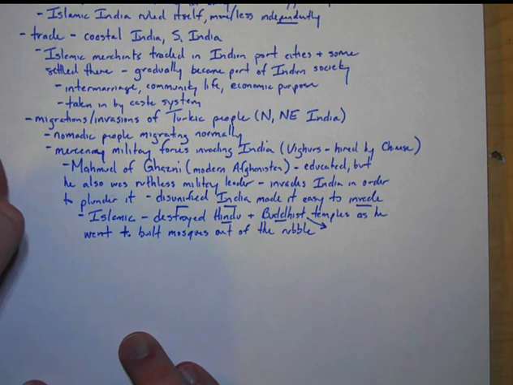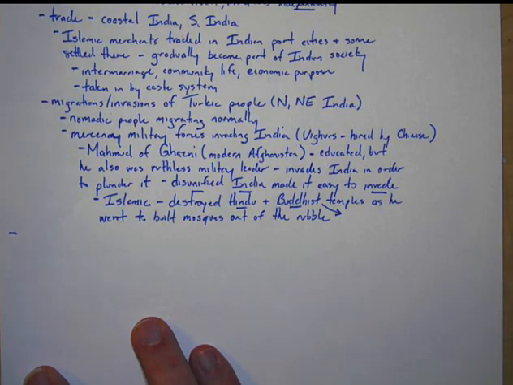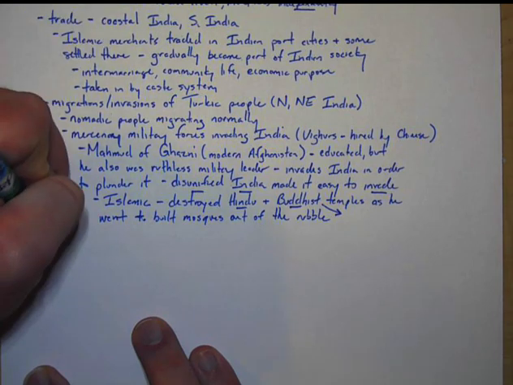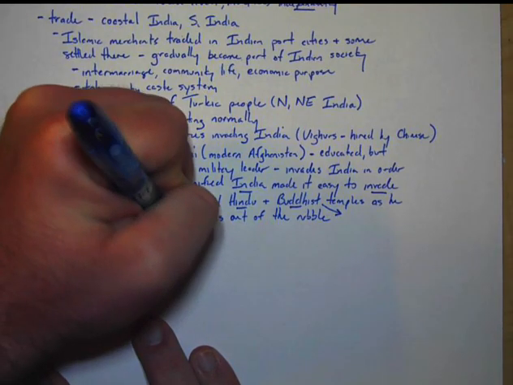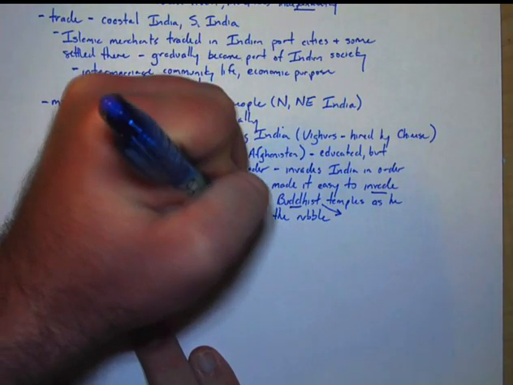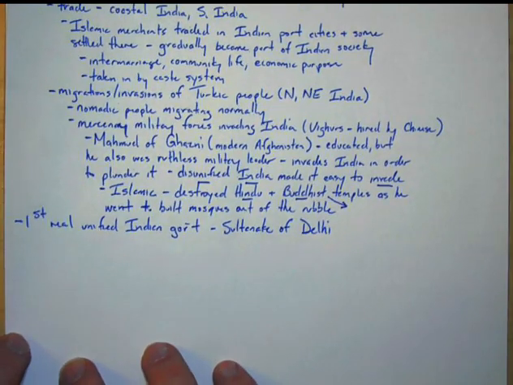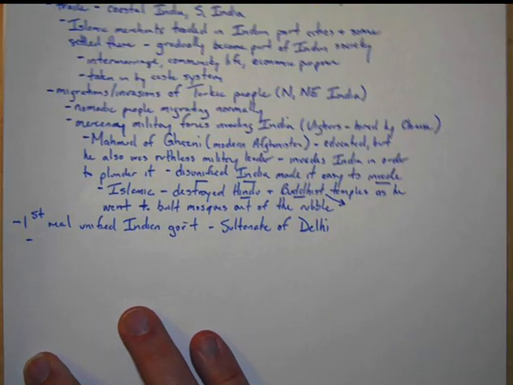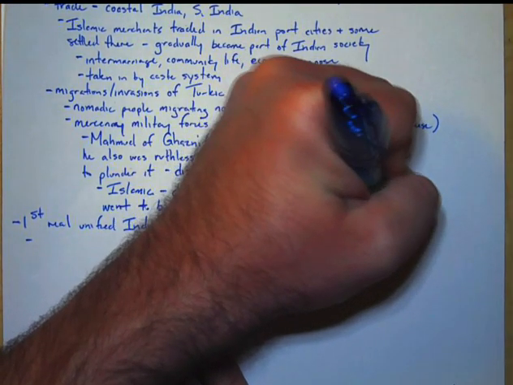Now, around the end of time period 3, we start to see more of a unified Indian government centered around Islamic government. And so we get the first real unified Indian government, and it's called the Sultanate of Delhi. So to start, the Sultanate of Delhi lasts from 1206 to 1526.